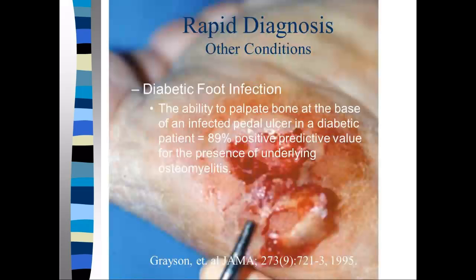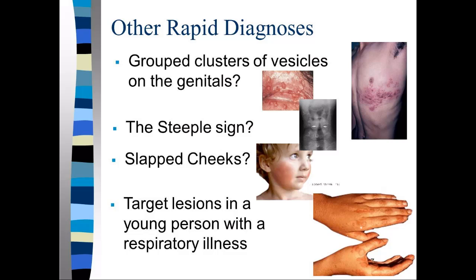And remember the landmark paper by Grayson in JAMA in 1995, the idea that if you palpate bone at the base of an infected pedal ulcer, there's almost a 90% positive predictive value for the presence of underlying osteomyelitis. And of course, sometimes we extend this to the idea of pressure ulcers in someone's sacrum or ischial area. But remember, the original paper was done with the diabetic foot, so maybe sometimes you need to keep that in mind when you assert that a palpable ischium in an ulcer automatically means osteo. So just some other rapid diagnoses.